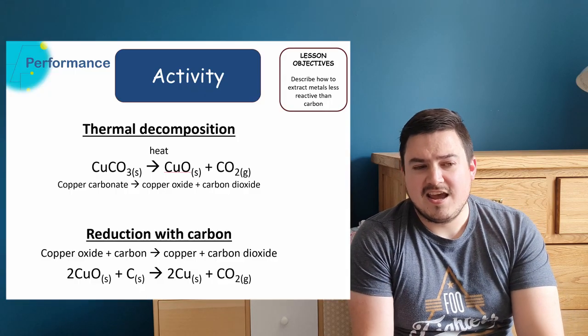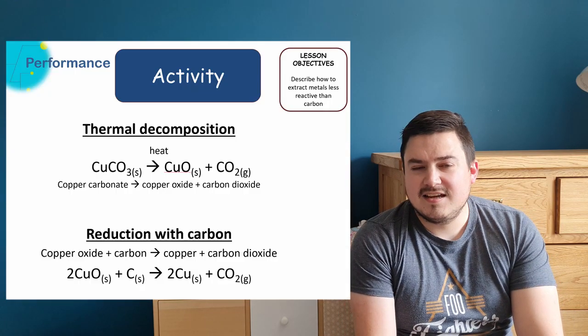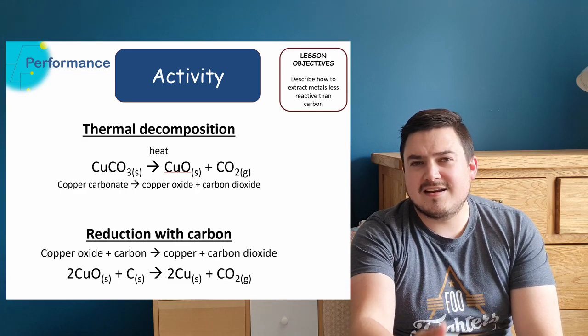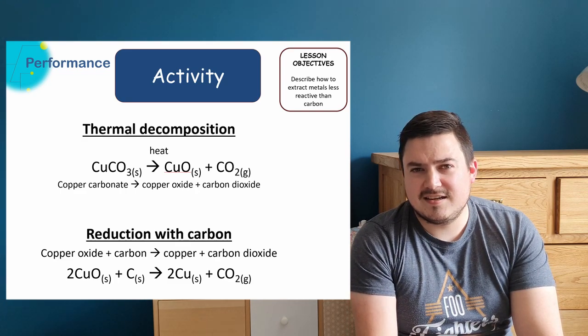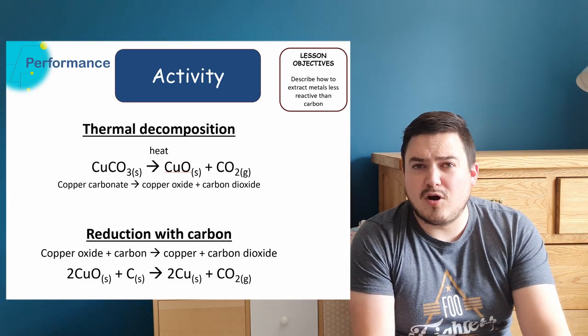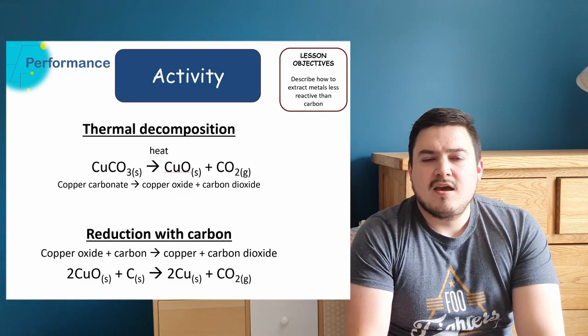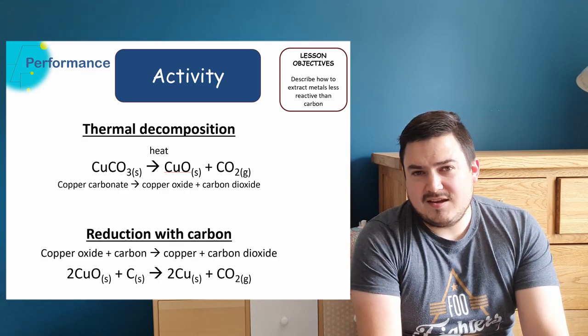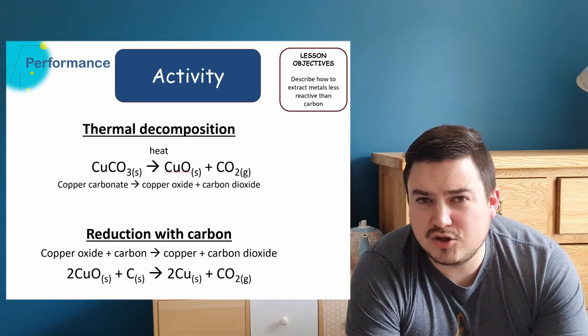This just means that when we heat it, it will break down. I put the equation for this here, so we can see that when copper carbonate is heated, it forms copper oxide and carbon dioxide is released. We're then left with only copper oxide. There's nothing else in there but copper and oxygen. For the second step here, we need to extract the copper.